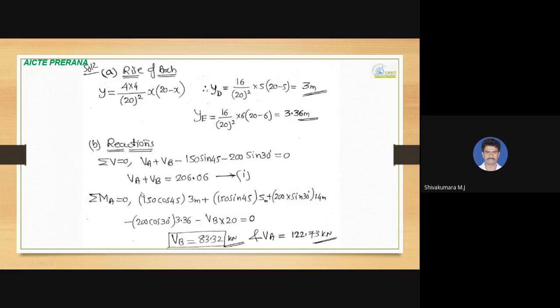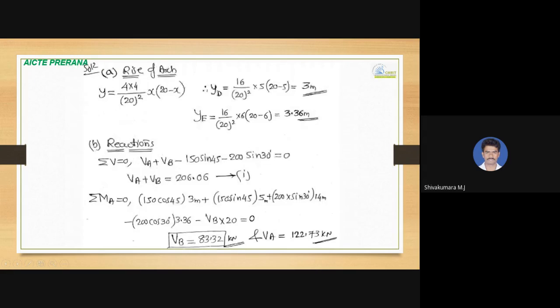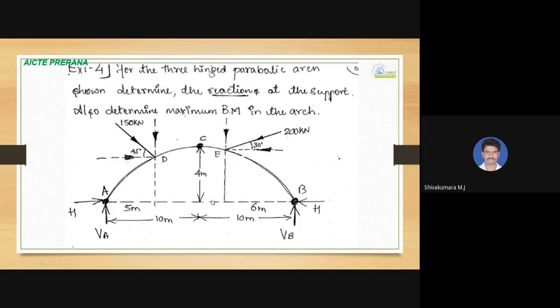And a summation of horizontal forces we can use. Before that, the moment equation we have used over here. So that is summation of moment about A equal to 0. VA and HA will not produce any moment over here. So 150 sine 45 into 5 meter, trying to rotate in clockwise direction, positive. 150 cos 45 and vertical ordinate height, that is YD already calculated, that is 3 meter, trying to rotate in clockwise direction, that is also positive. And about the same point, when it comes to components of 200 kilonewton, 200 cos 30 and vertical ordinate height, that is YE, that is 3.36 meters, and trying to rotate in anti-clockwise direction, negative.